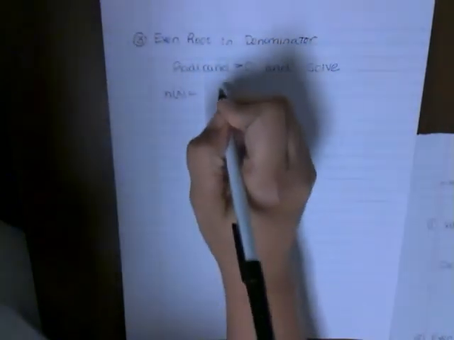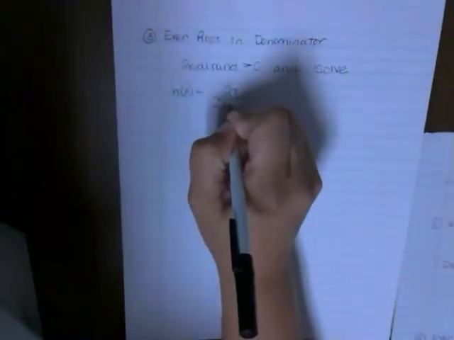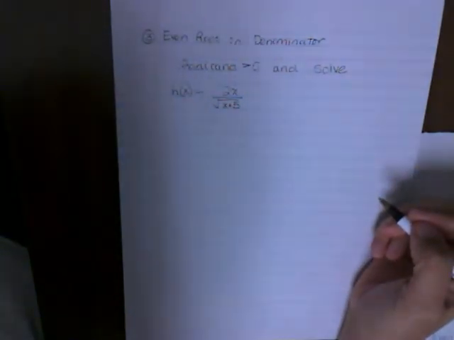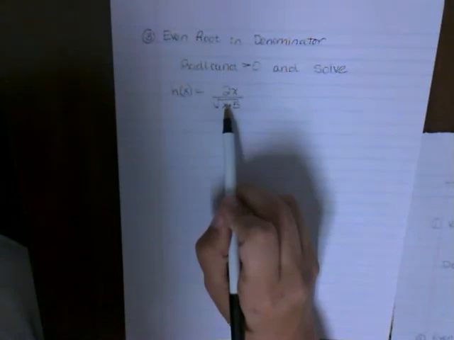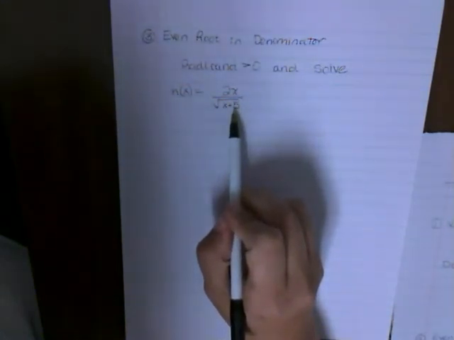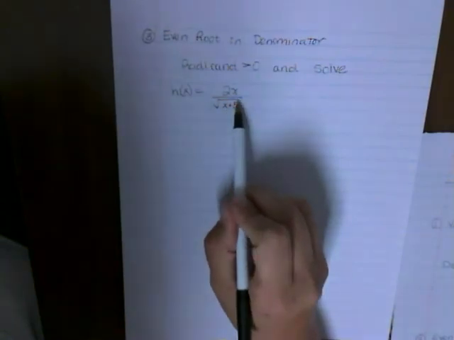So h of x is 2x over the square root of x plus 5. We have an even root in our denominator, and we want to know what the domain is. Well, the only thing that would give us a problem is that even root in the denominator. Now, because it's in the denominator, it's not allowed to equal 0. And because it's under a root, it needs to be positive.